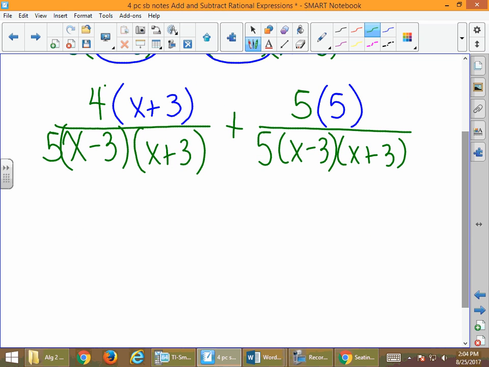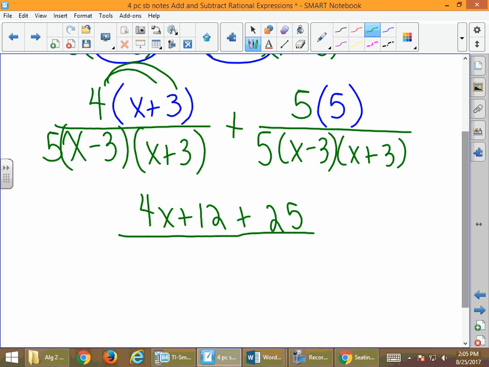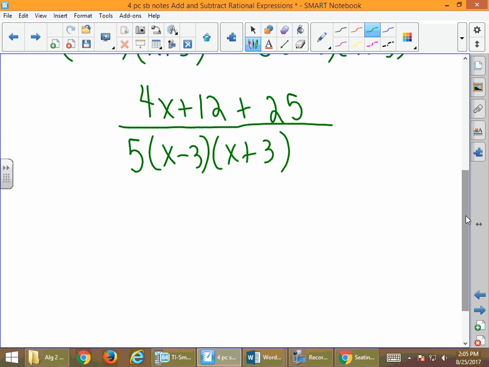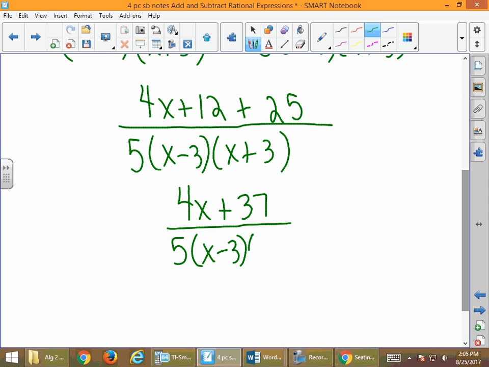We're going to distribute here. So we get 4x plus 12. 5 times 5 is 25. And our denominator is 5 times x minus 3 times x plus 3. And maybe you were even able to do this sooner than I, but 12 plus 25, those are like terms, and 12 plus 25 is 37. And 5, x minus 3, and x plus 3.